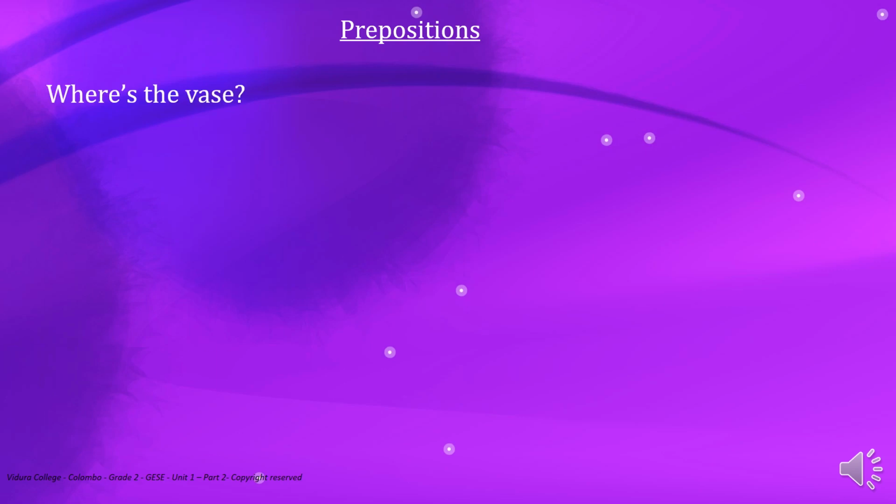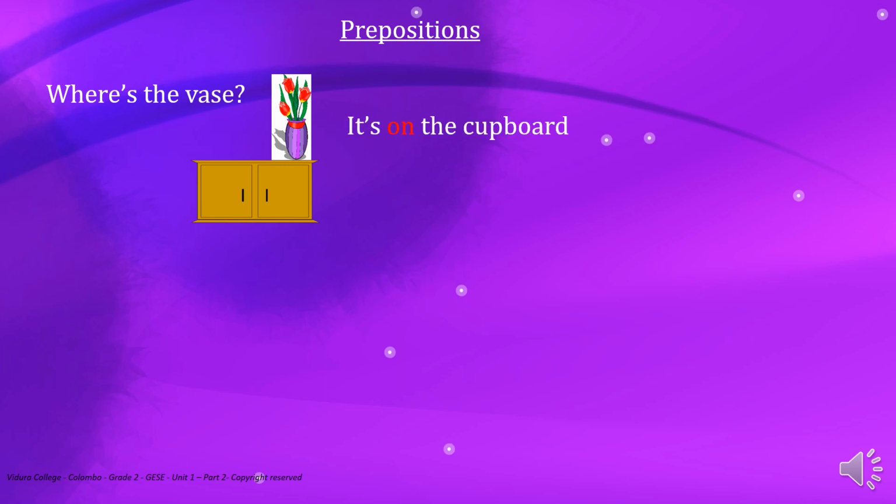Okay, so if the examiner asks you, where's the vase? How are you going to give the answer? See where the vase is? Yes, how can you tell the answer, Putri? You know these answers already. So just give me the answer. What's the answer? It's on the cupboard. Where's the vase? It's on the cupboard. Don't forget to give the full answer. Okay? So your answer should be it's on the cupboard.